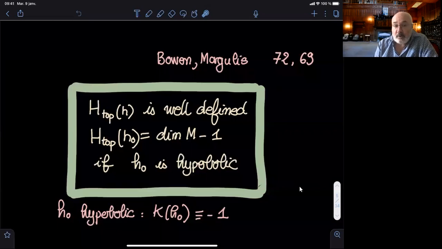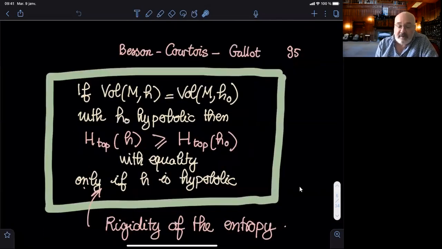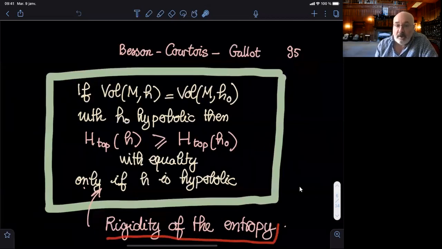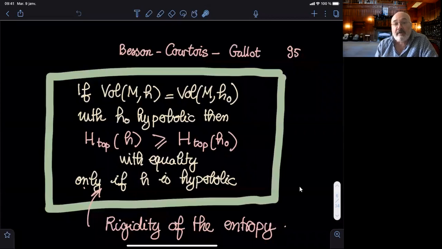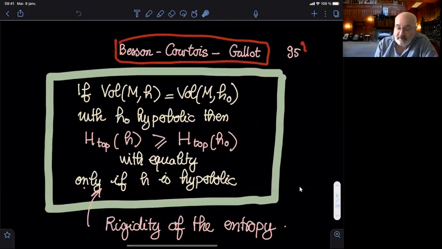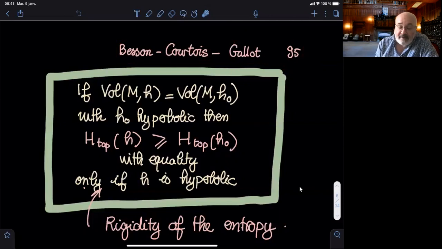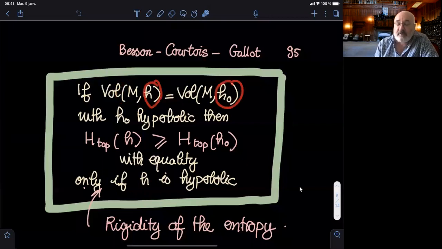Right. So that is a really fantastic result, but you have another quite remarkable result, which is the so-called rigidity of the entropy. There are various versions of this rigidity of the entropy, and I guess the strongest one is the one by Besson, Courtois, and Gallot, in 1995. It says that if you have two metrics on the same closed manifold, and one of them is hyperbolic, and these two have the same volume.